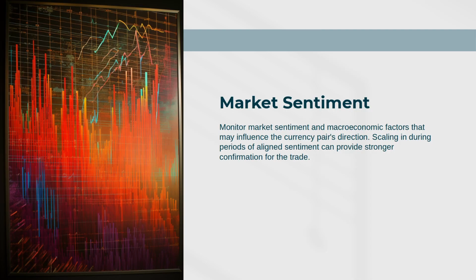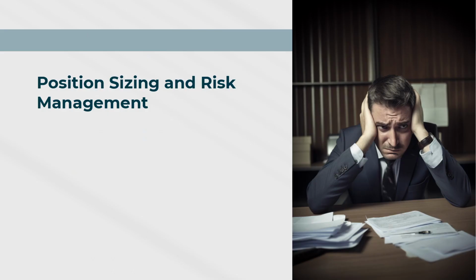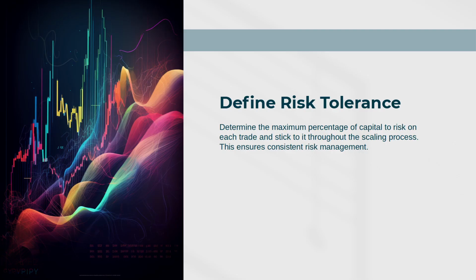Market sentiment. Monitor market sentiment and macroeconomic factors that may influence the currency pair's direction. Scaling in during periods of aligned sentiment can provide stronger confirmation for the trade. Position sizing and risk management. Define risk tolerance. Determine the maximum percentage of capital to risk on each trade and stick to it throughout the scaling process. This ensures consistent risk management.